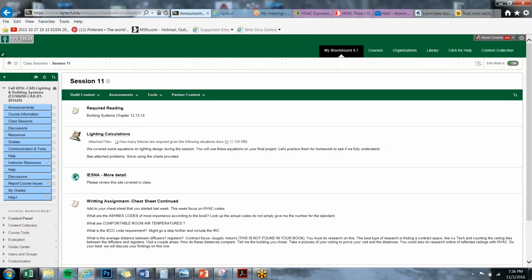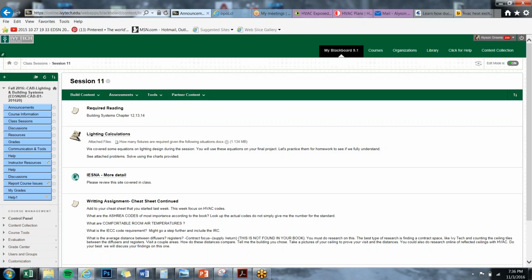What are comfortable room air temperatures? What is the IECC code requirement? Might go a step further and include the IRC. The only reason I separated those and said you might include the IRC is I'm more concerned with the commercial codes than I am with the residential, but it's your cheat sheet and why not have the residential? We do have some more residential projects given your placement in the program, so you might as well have them.